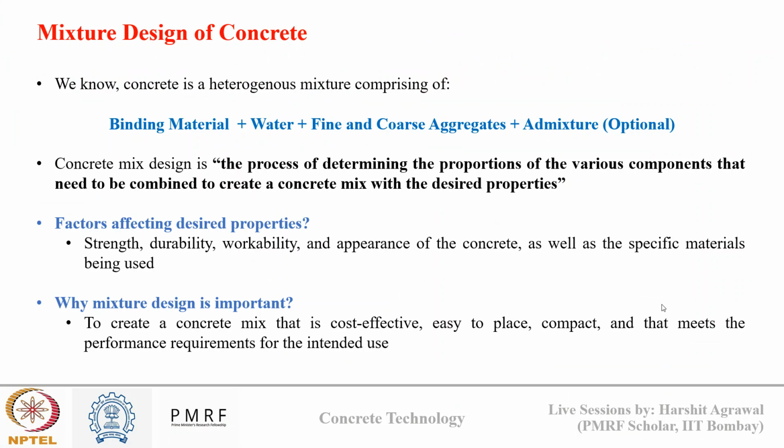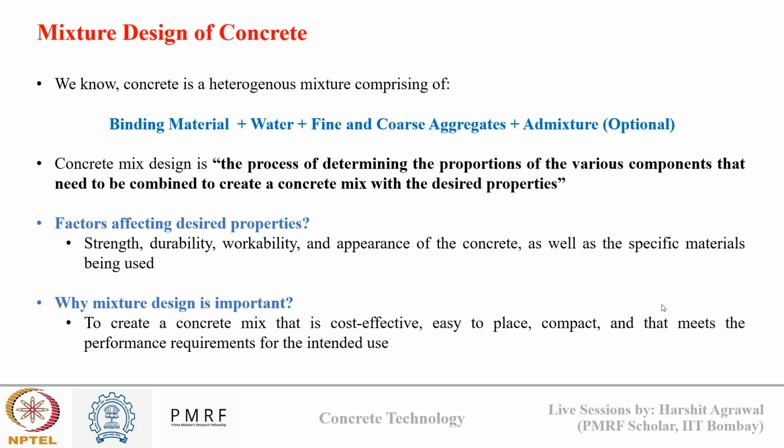Now, what is concrete mixture design? It is basically a process of determining proportions of various components that need to be combined to create a concrete mix with a desired property. Here there is a term that is used, which is desired property. So, what do we mean by desired property? There can be different factors that determine desired property, like strength, workability, durability, appearance of concrete, and use of specific materials in concrete. All of them will dictate the property we need from concrete, and thus it will control the mixture design of concrete.